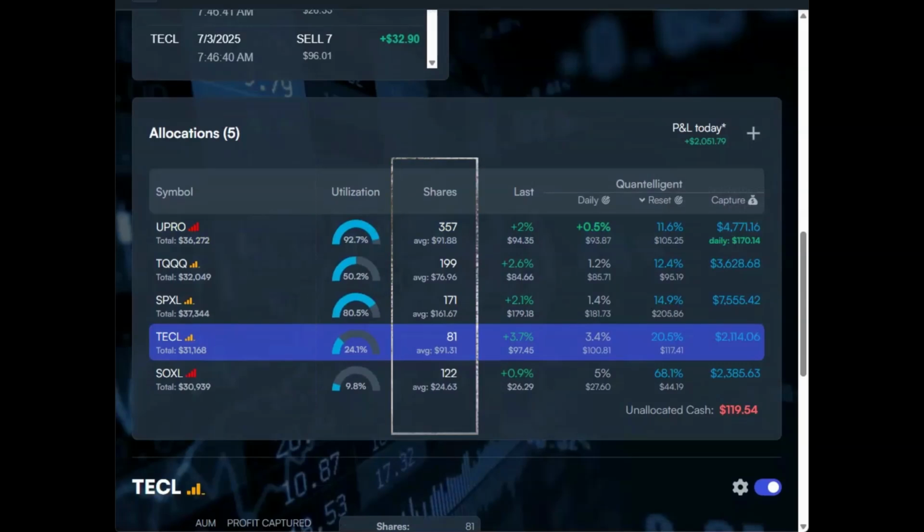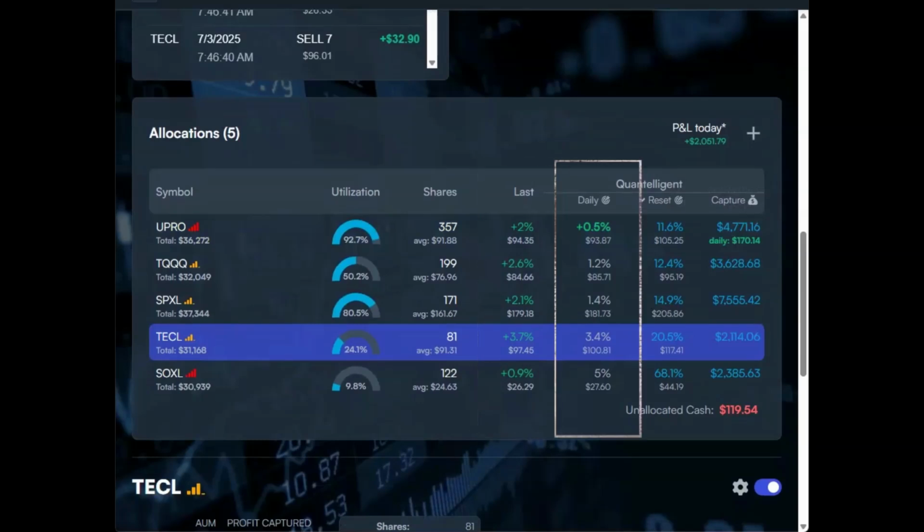The shares column is simply how many shares of the fund you own and what your average price per share is. This column shows you what happened today and what the current market price of the shares are. This column here represents Quantelligent's daily target. As you can see, UPRO has overshot its daily target by 0.5%.